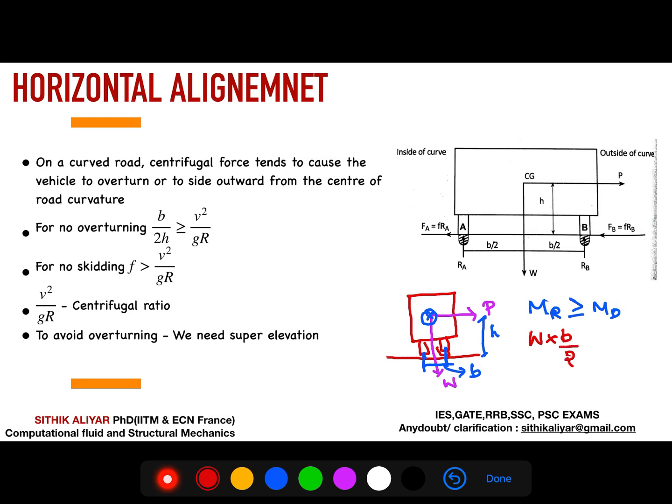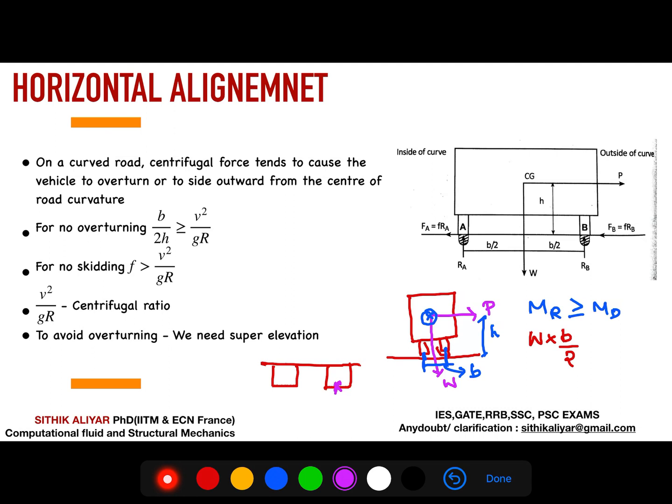So you can see W into this distance, correct? I am finding a moment with respect to the overturning point, which will be at the center of one vehicle's tire. So consider there is a vehicle tire, something like this. I am finding the moment with respect to this point. Understood? Because if there is overturning, either outward or inward, it will be with respect to some tire point, right? The center of the tire point.